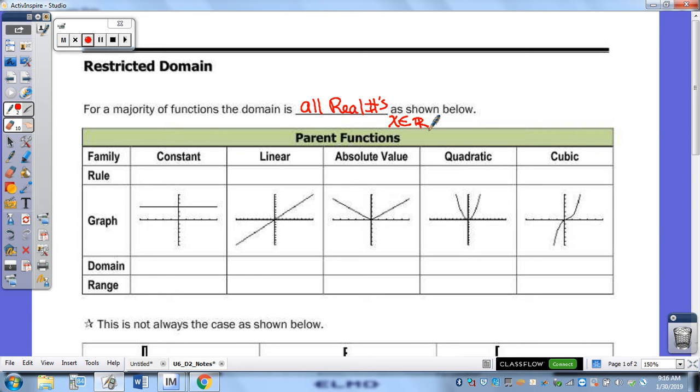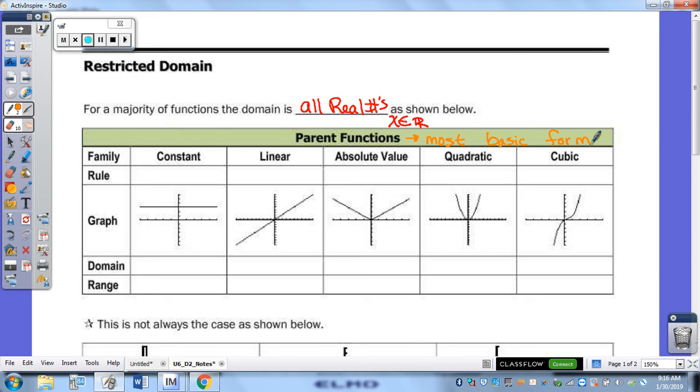So let's take a look at our parent functions here. Parent functions just simply means most basic form. It's the most basic form of those kinds of functions. They refer to it as your parent function because you take your most basic form and you move it around the graph, and then those are all the other ones. So you move it away from your parents, kind of like your children move away from their parents eventually.